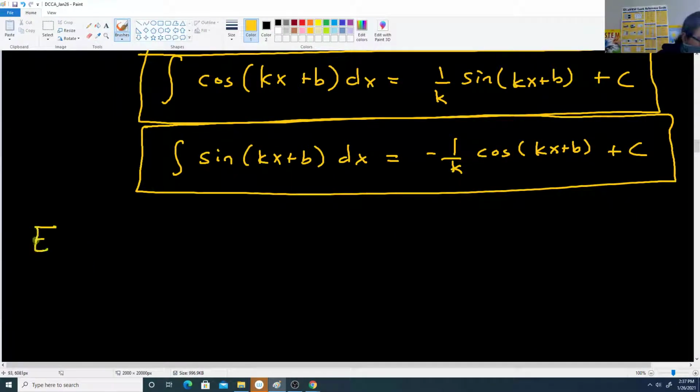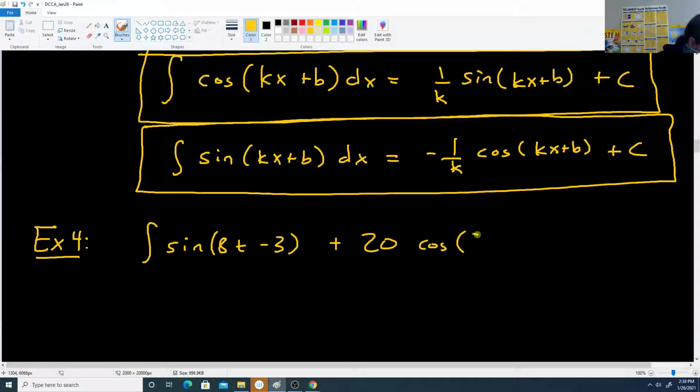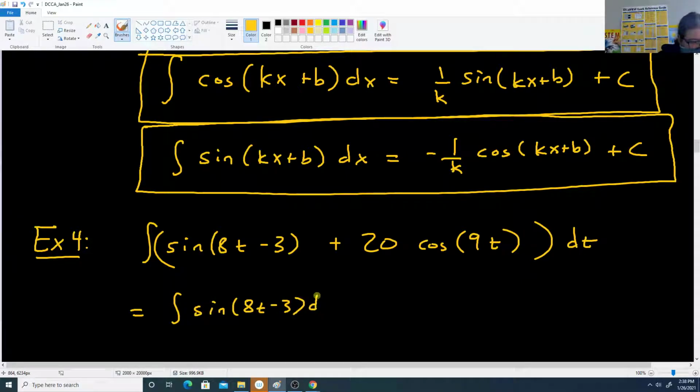So for this example here, this will be the last one I do of part 2. We want to evaluate the integral of sine of 8t minus 3 plus 20 cosine of 9t, all of that dt. So step 1, we're going to split up the integral using linearity. This will be the integral of sine of 8t minus 3 dt plus 20 is a constant, so it can go out front of the integral, cosine of 9t dt.